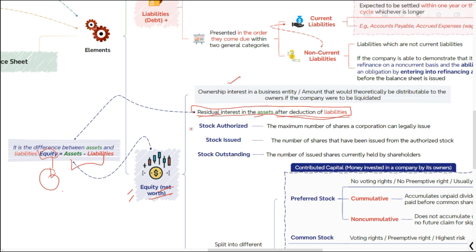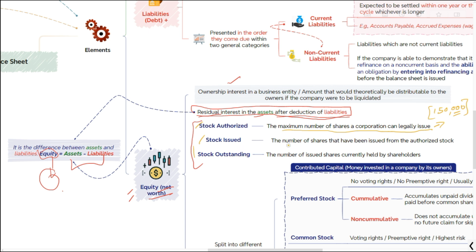There are certain terms related to stock which we need to know: stock authorized, stock issued, and stock outstanding. So what is stock authorized? Stock authorized is the maximum number of shares a corporation can legally issue. For example, a corporation can legally issue 150,000 shares. This is the maximum number of shares a corporation can issue.